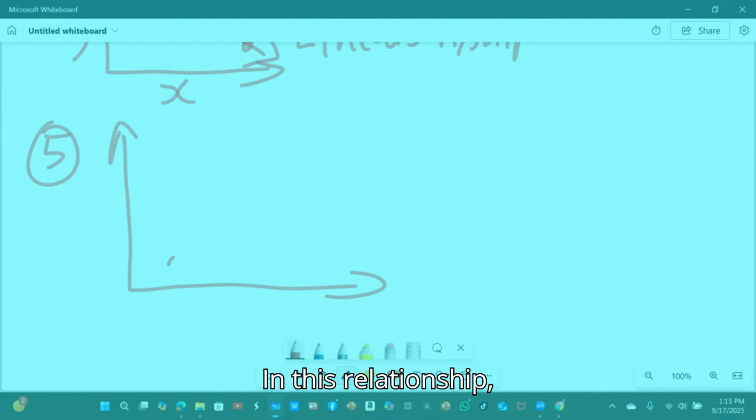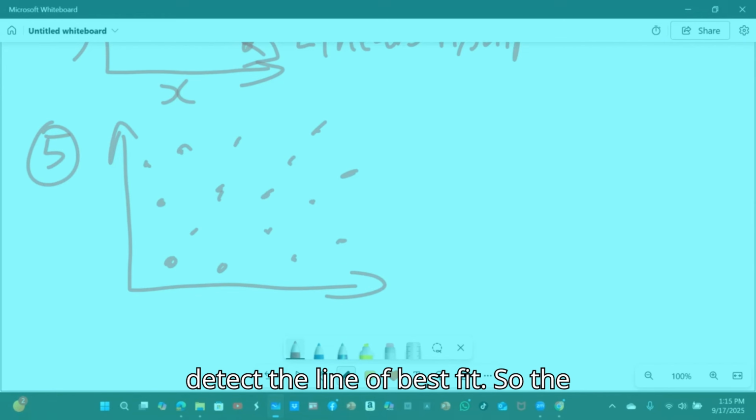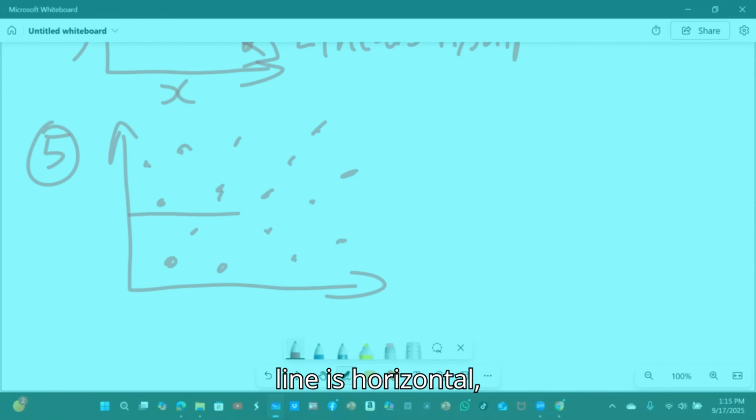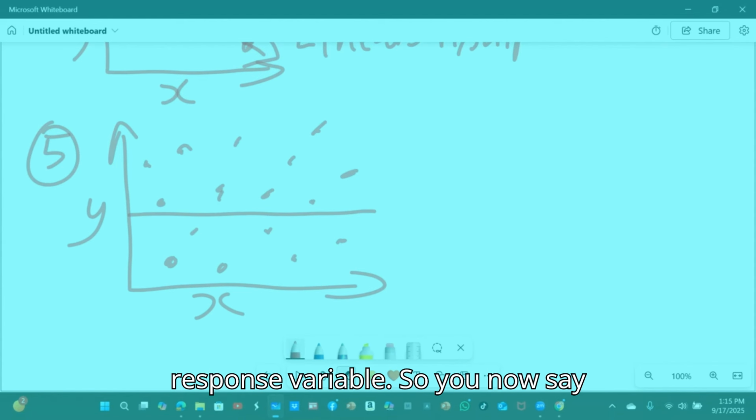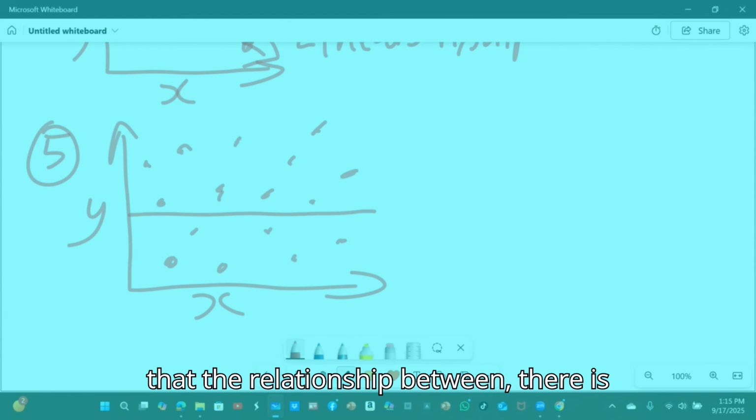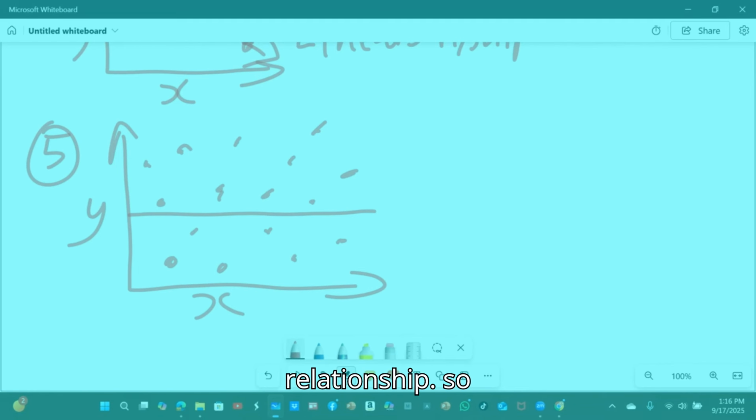In this relationship, the points are scattered everywhere. You cannot detect the line of best fit. So the line is horizontal, almost parallel to the x-axis. This is the predictor variable, this is the response variable. So you now say that there is no relationship. You cannot identify the relationship.